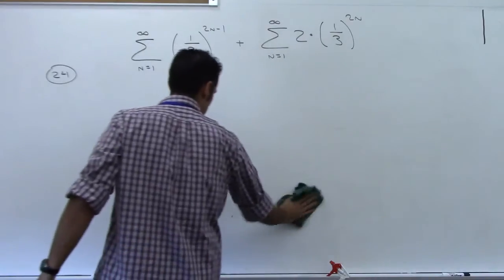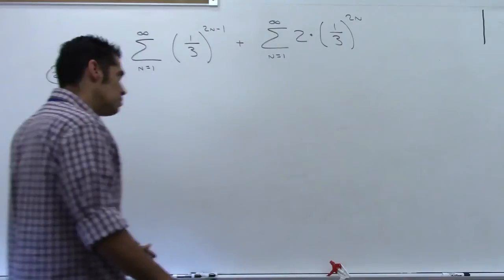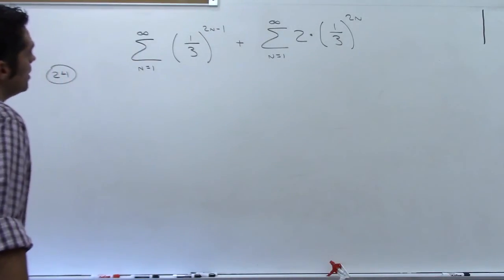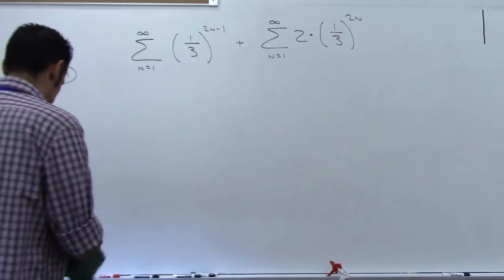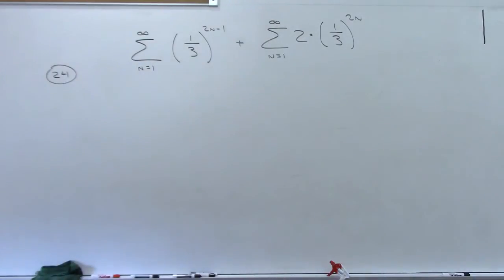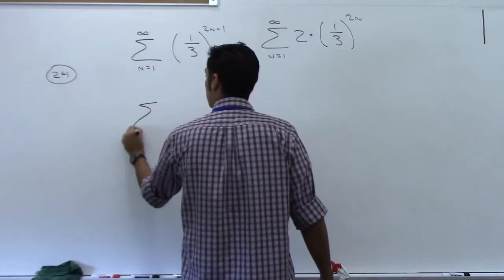And now I need to force these to be n minus 1s. Not 2n minus 1s, n minus 1s. So how in the world are we going to do that? How do you force the 2n minus 1 to be just an n minus 1?